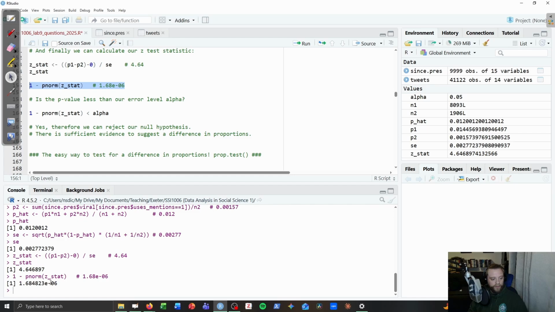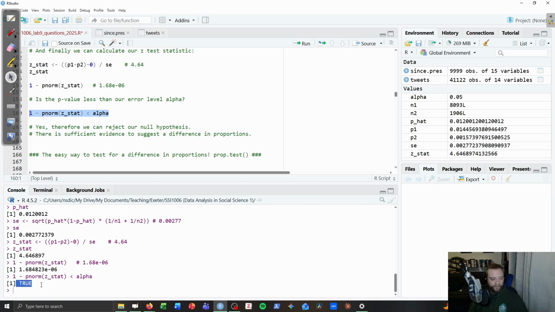And so what we've got here is a very low number. We can see it's very low because on the back here, this is the -6th power. So we move this back 6 places, and our p-value is essentially 0. Now, is that lower than our alpha? Well, yes, it is. Our alpha is 0.05, and this p-value is considerably less than that.